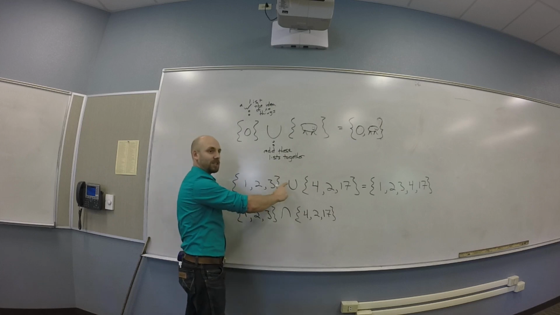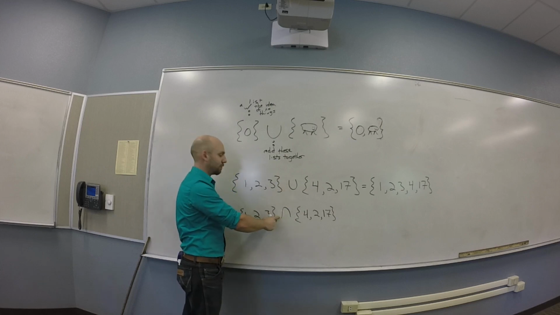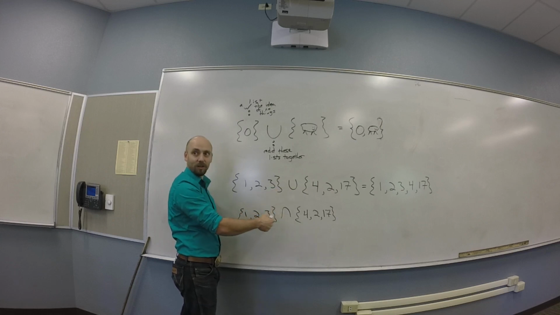So sometimes these are called cup and cap. Sometimes these are called union and intersection. I would prefer union and intersection. That said, I'm not going to ask you any questions about these at all.